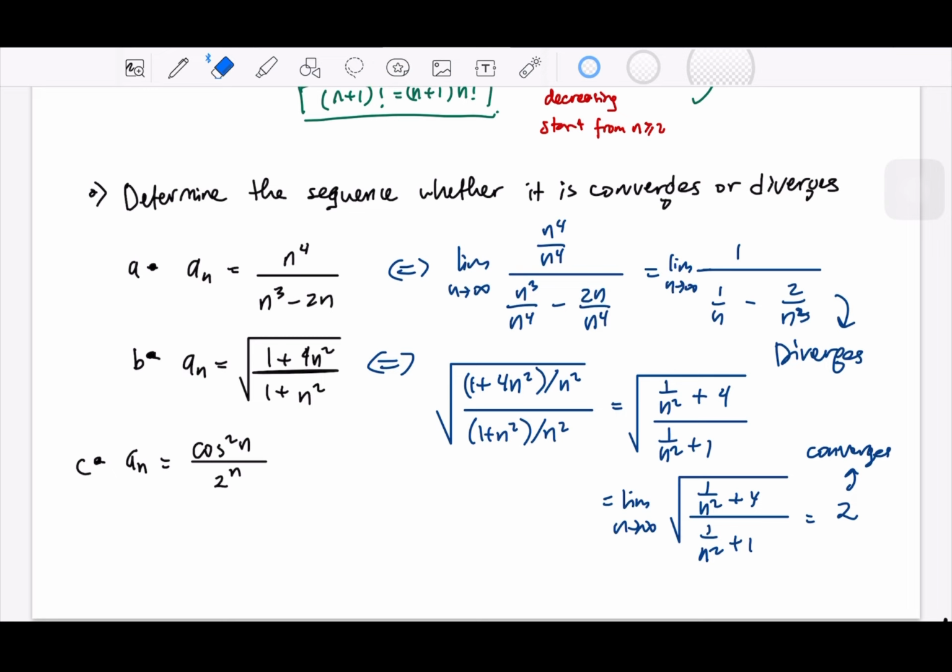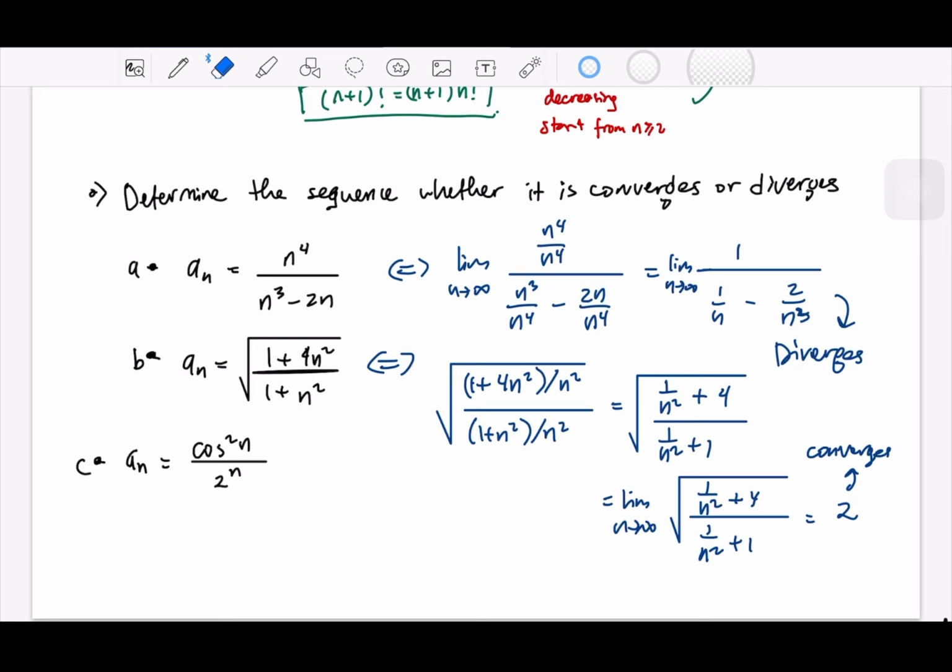Okay, and then what about this third one? Because the bottom one is infinity. Yes. And the cosine squared is from 0 to 1. Correct. But if you want to make it clearer, you can simply use the squeeze theorem in limits. You can imagine that the maximum value of cosine squared is 1, right?